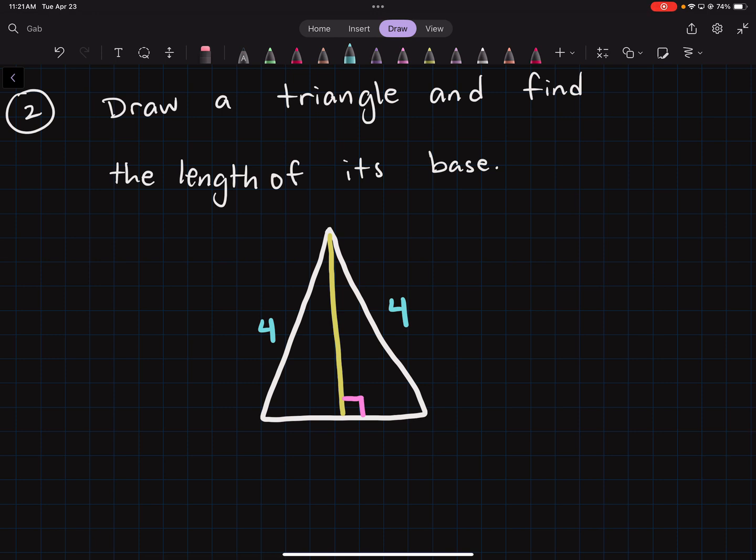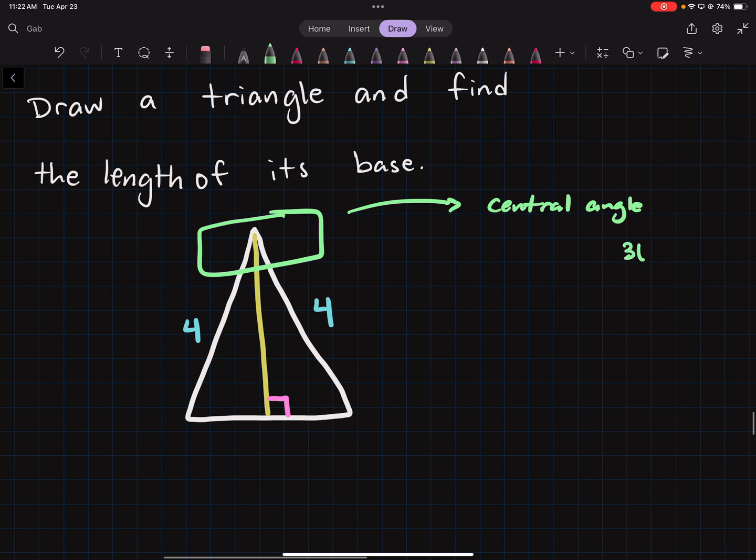Okay, we need to find the central angle, yes? Because how many angles are we missing for one of the right triangles? 1, 2. We're missing both. This one right here you find using the central angle. What's 360 divided by 9? 36.